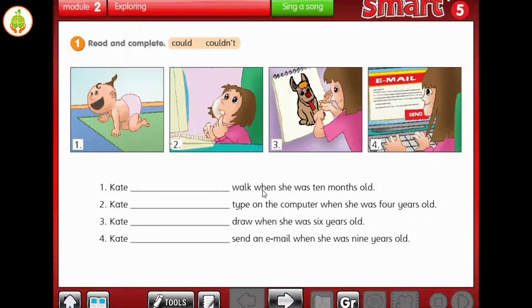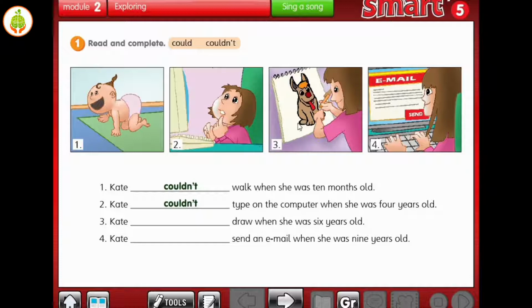Kate walked when she was 10 months old. Could she walk when she was 10 months old? Look at her. No, she couldn't. So Kate couldn't walk when she was 10 months old. Number 2, look at this picture. Kate typed on the computer when she was 4 years old. So, could she type on the computer? She was only 4 years old. No, she couldn't. She couldn't type on the computer when she was 4 years old.